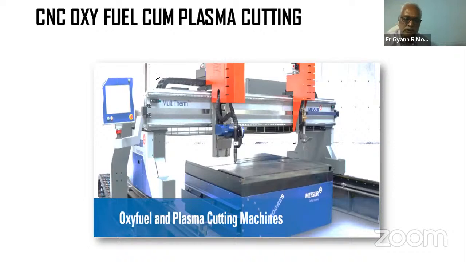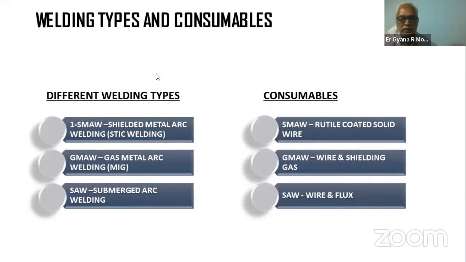The advantage of having two different types of torches is that when we are using plasma cutting and want to cut very thick plates, the machine becomes very expensive. So normally people up to 20-25 mm prefer to go for plasma, and thicker plates are cut with oxyfuel. Then let's go to welding.